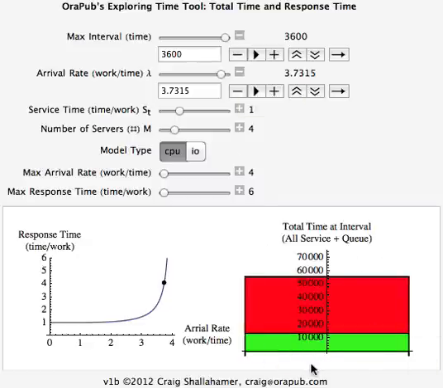So the key here is understanding that the response time relates to one single piece of work at a given workload intensity. And this total time, or the big bar, is the accumulation of all the service time and all the queue time for all the transactions that have arrived in the system over some interval, which in this case would be about an hour, let's say 3,600 seconds.